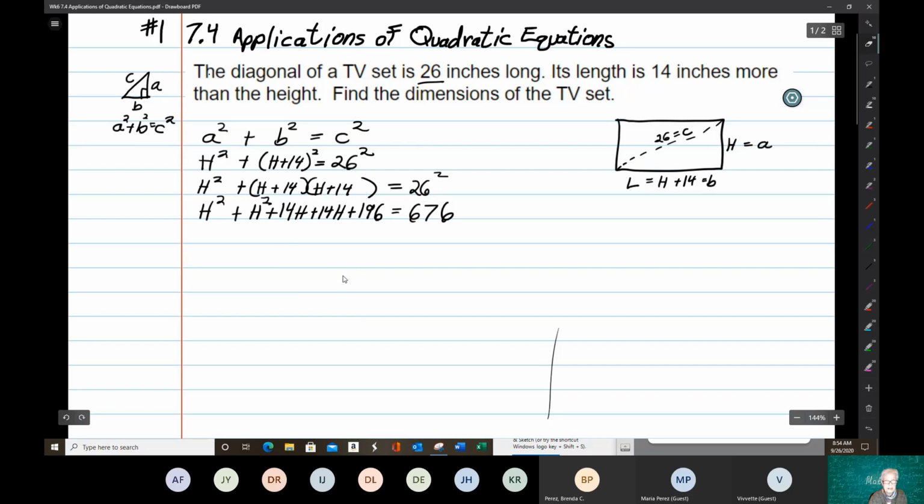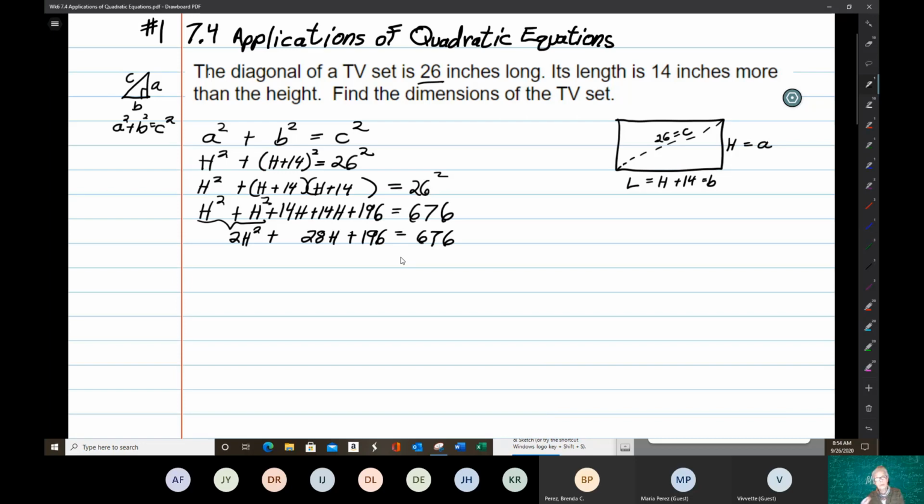Oh, well, what was I going to erase? Oh, this thing. Okay, so we're going to have 2h squared plus 14 plus 14 is 28. We have 14 h's plus 14 h's. That's 28 h's plus 196 equals 676. And so this is a quadratic equation.